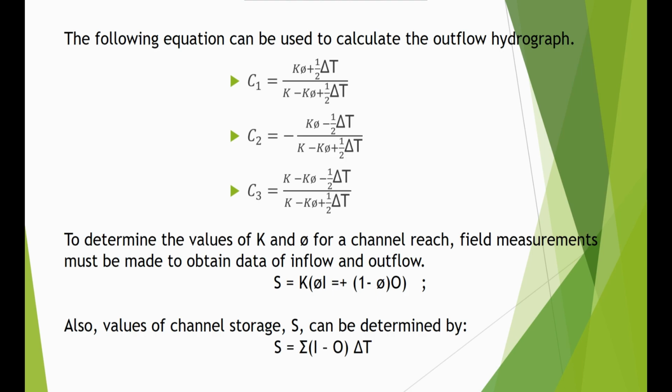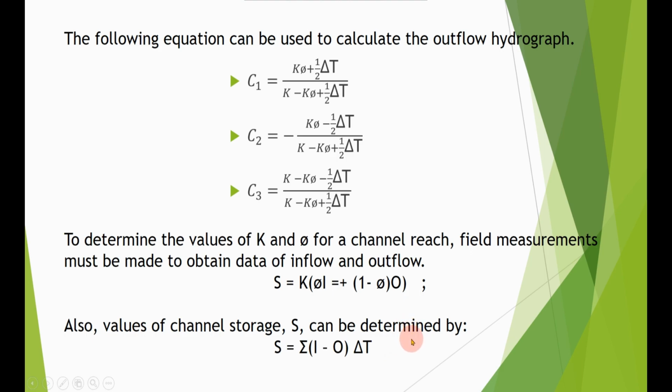So the following equation can be calculated to be used in our outflow hydrograph. And to determine the values of K and Phi for a channel reach, field measurements must be made to obtain data of the inflow and the outflow using this formula. Also, kindly remove this equal sign here. It must be only a plus sign. And the values of channel storage can be determined by this product, that the summation of the difference of the inflow and the outflow multiplied by the change in time would be equal to our channel storage S. So again, here's the equation of the channel reach and our formula for the channel storage.